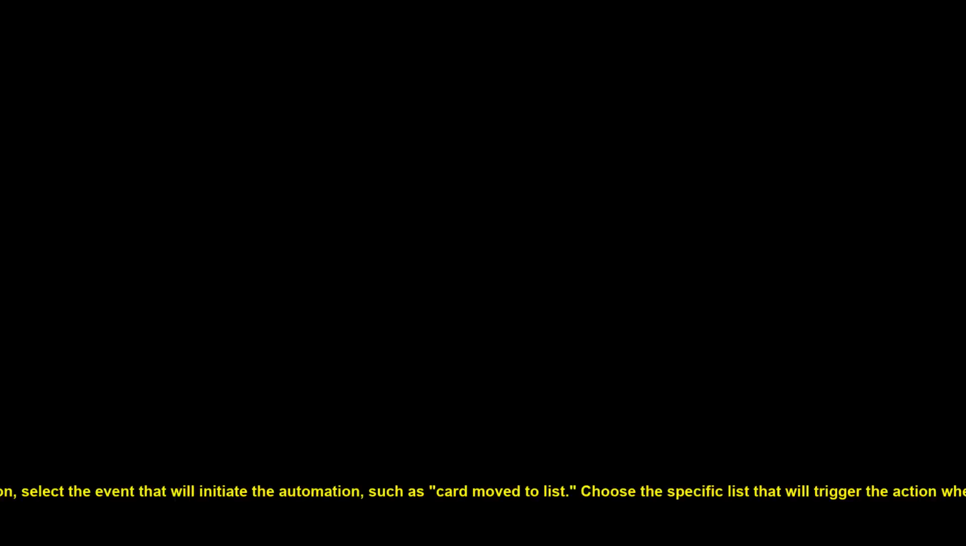Choose whether you want to create a new rule, calendar command, or card/button command. For this example, click on Rules to create an automation rule. Click on the Create Command button to start building your rule. In the Trigger section, select the event that will initiate the automation, such as Card Move to List. Choose the specific list that will trigger it.